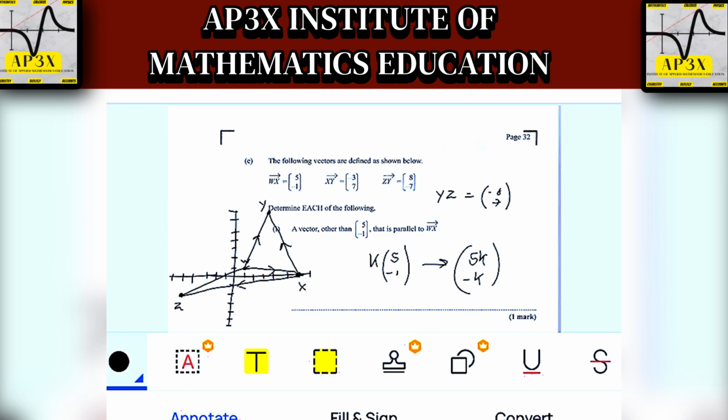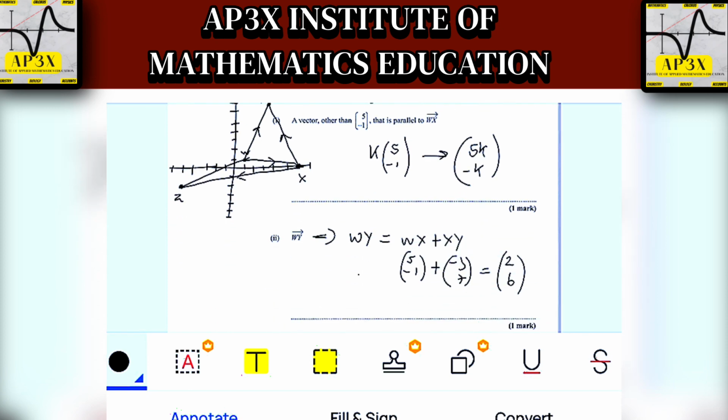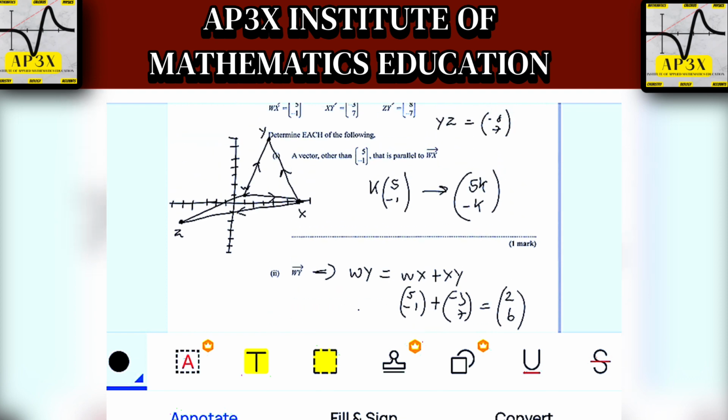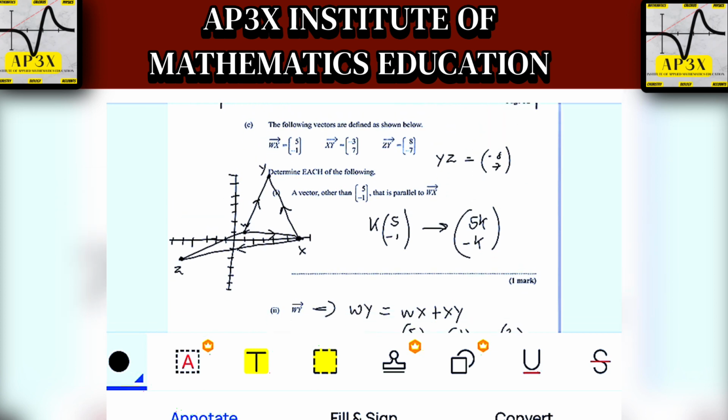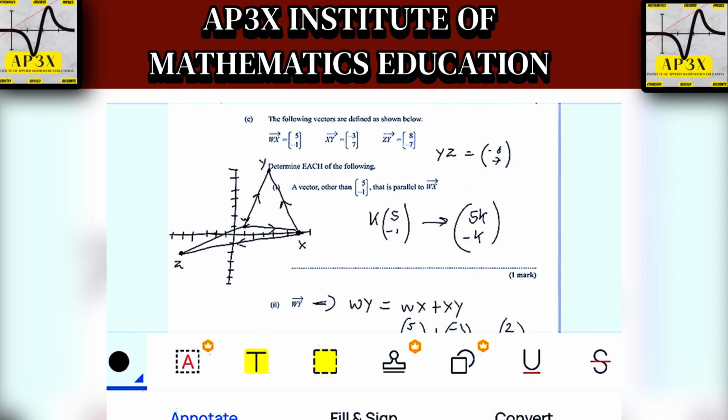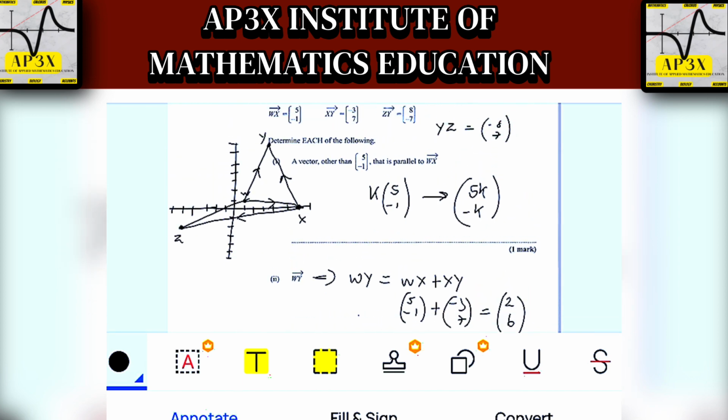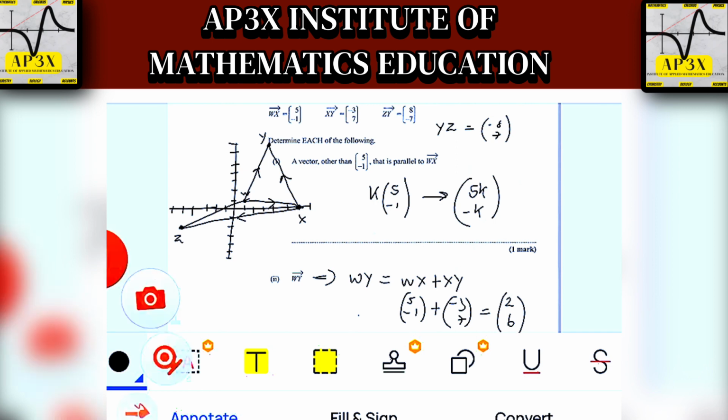Let's look up here. WZ. Do we have WZ? Did we calculate WZ? Okay, so WZ then is going to be the inverse of ZW. And do we have ZW? We don't have ZW, guys. So ZW, that's going to be interesting here. ZW. Okay, let's try to figure that one out.